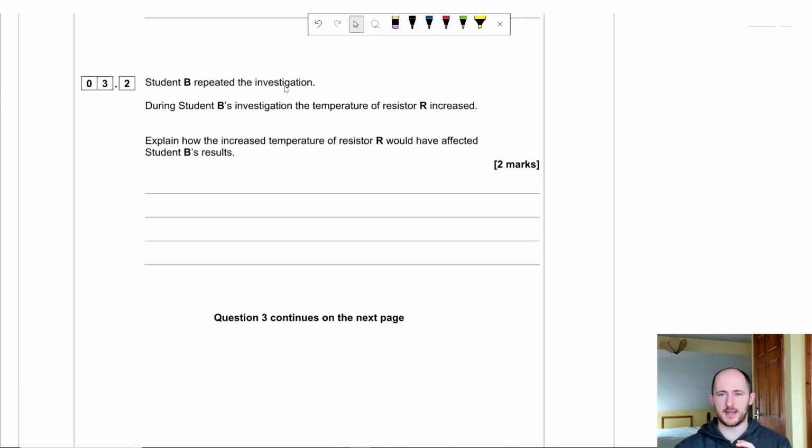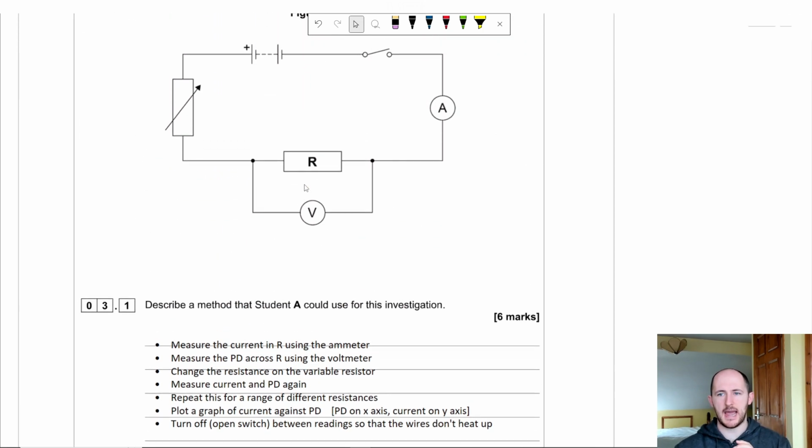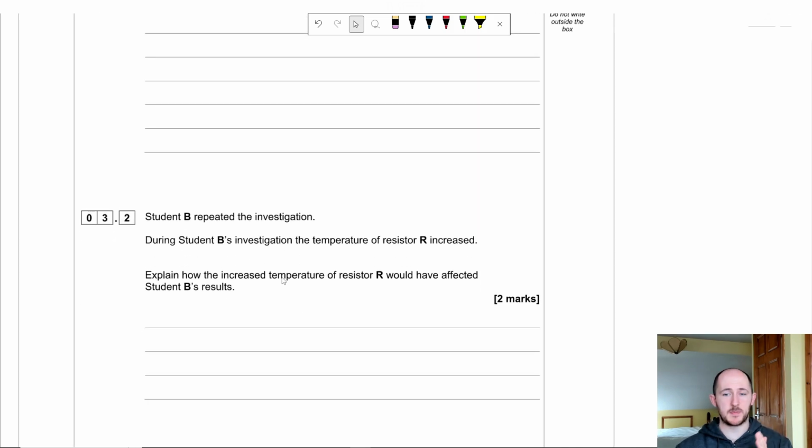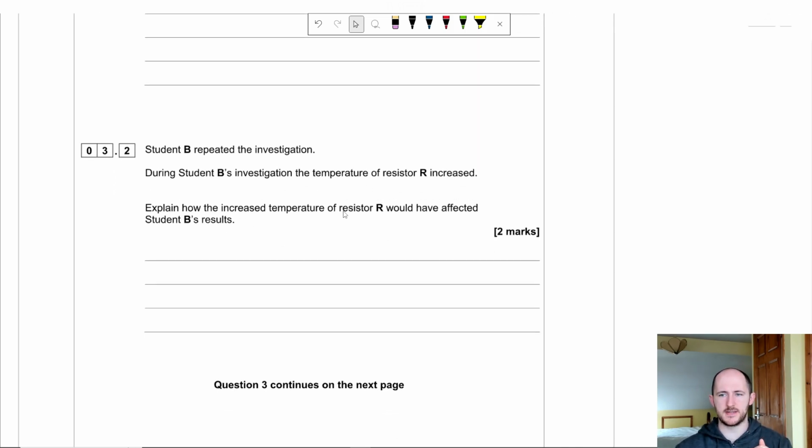Student B repeated the investigation, and during the student's investigation, the temperature of resistor R increased. So remember, as you leave the current on, it's going to start heating up. And as a result, well, we'll speak about the result in a second, it then says explain how the increased temperature of resistor R would have affected student B's results. Now, here you normally state what happens and then explain it. But I actually prefer to do it backwards. I like to explain it, then state what happens. So when the temperature increases, that means the resistance of R increases. That's 1 mark. Because what is the temperature doing?